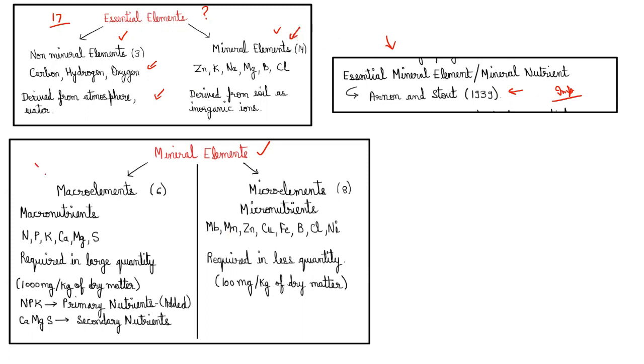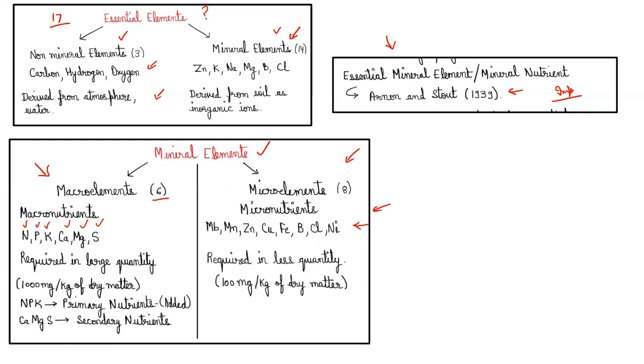So these can be divided into two main categories. One is macro elements, the other one is micro elements. Macro elements are a total of 6. That is nitrogen, potassium, phosphorus, calcium, magnesium, and sulfur. Okay. Then the other ones, you can see in your slide, are 8. So just have a look at them and at the requirement in which they are needed.